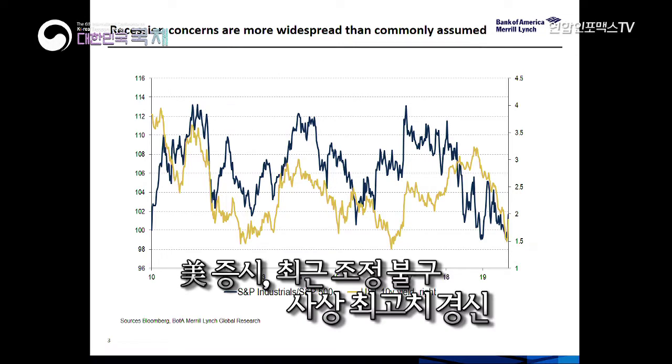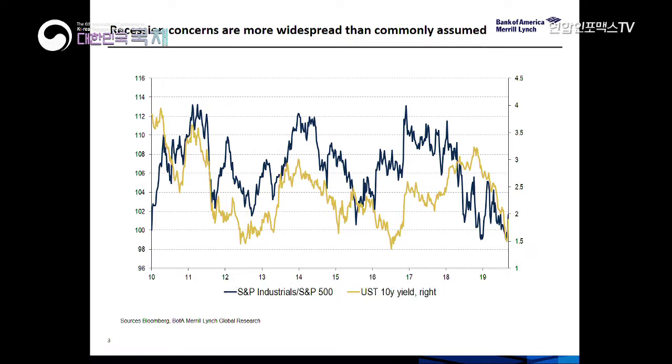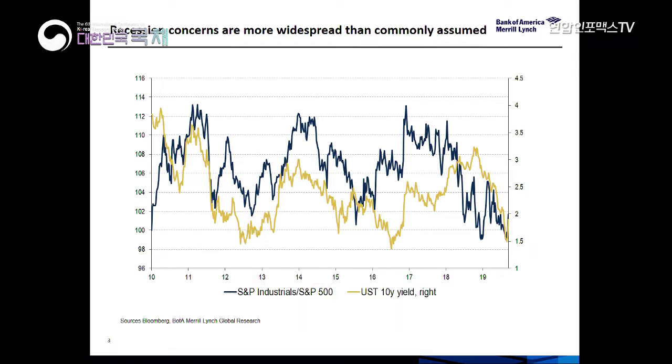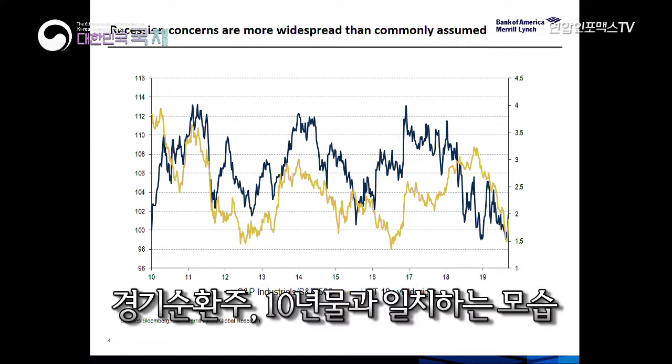So this chart shows the US 10-year Treasury yield, the yellow line, versus the S&P industrial sector relative to the S&P 500 index. The point here is the S&P 500 contains a lot of defensive stocks. It doesn't tell us at an index level too much about growth. But if you look at cyclical stocks like the industrials relative to the overall index, it correlates very well with the 10-year Treasury yield. And it gives us a simple message, which is recession concerns in the US are more widespread than you would imagine just looking at the level of the US equity market.